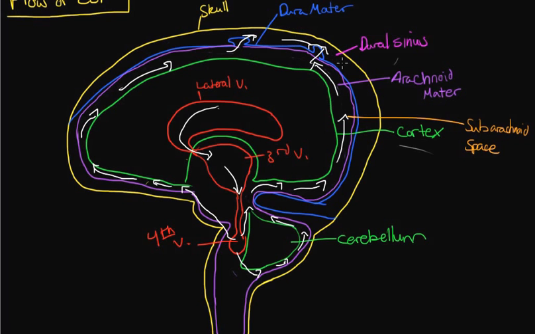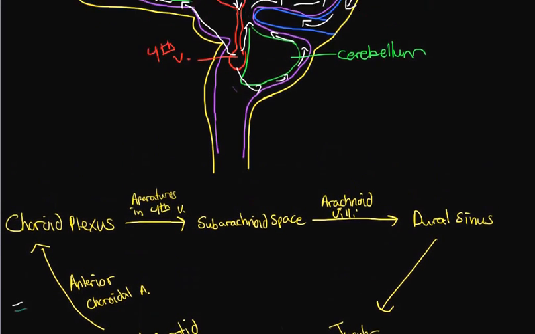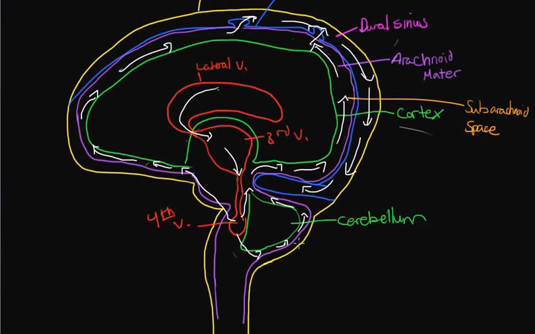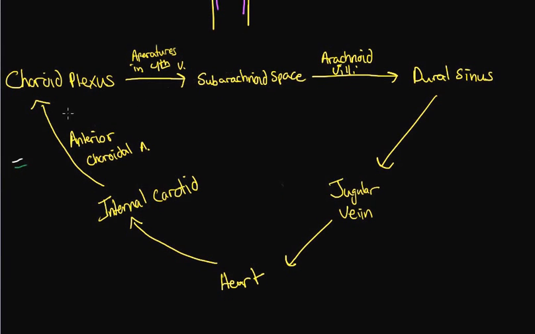It's going to cruise on down. There's a few sinuses within the skull cavity that I'm not going to go over. It's eventually going to wind up in this confluence of sinuses, and drain back into your circulation through the jugular vein. And from there, it's going to head back to the heart, and then eventually make its way back up to the choroid plexus. So what I've done here is just drawn this circle here.